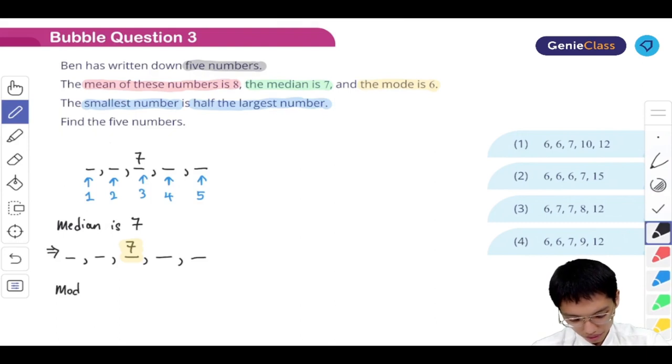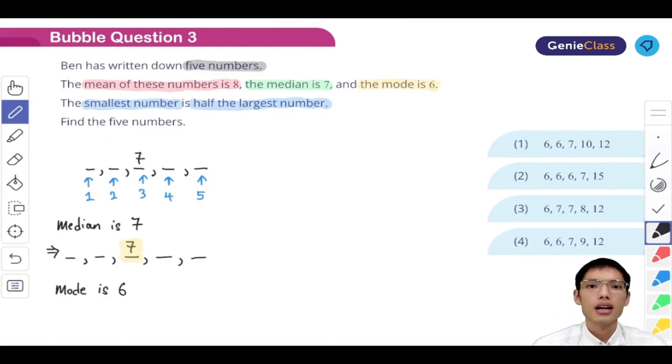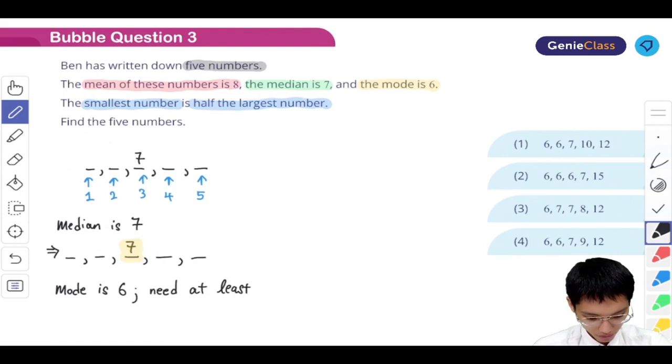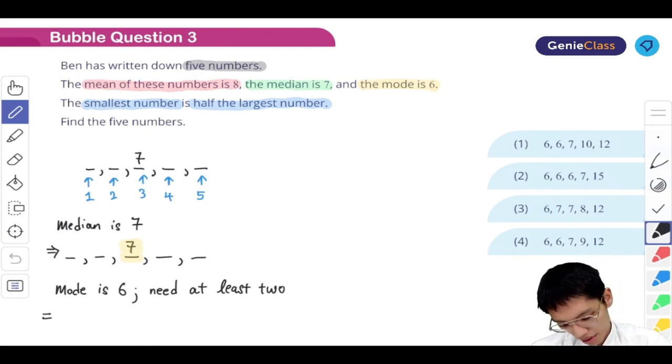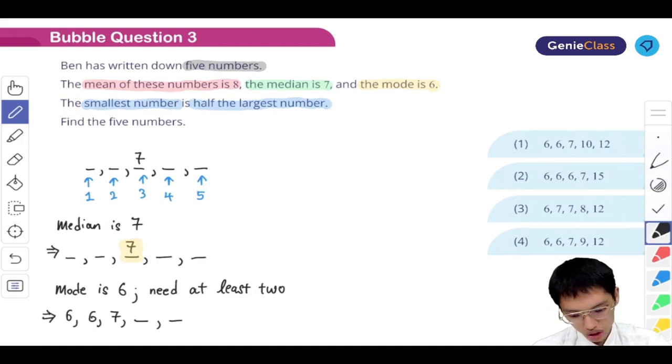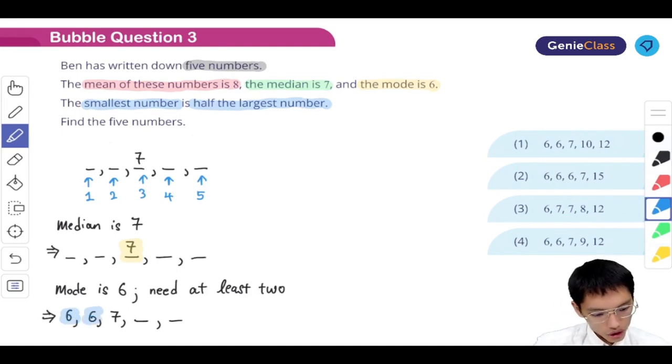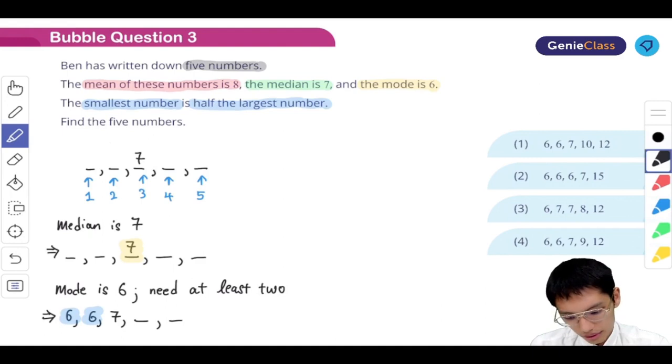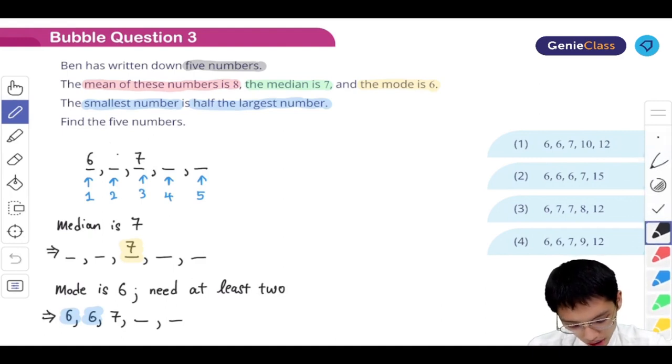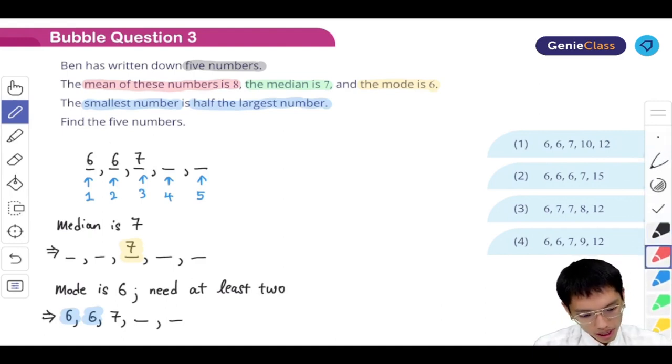And from there, we know the mode is 6. And of course, since the mode is 6, we need more of the number 6 appearing, right? So that's why we need at least 2 of them to appear. So in this case it will be 6, 6, 7, dash, dash. That is the first few numbers you can see already. And we know from here, 6, 6, 7, we can eliminate straight away these 2 options.